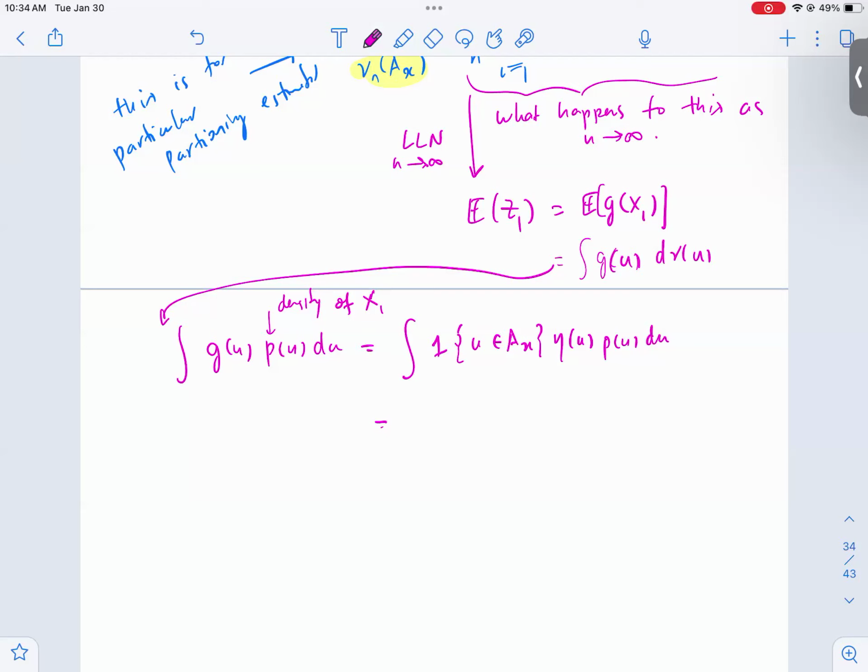So this indicator is going to be 0 or 1. And it's only 1 when u is in A_x, so I can really write it like this, and then ignore that. So eta(u) p(u) du. Or if you like measure theory, it's a little bit cleaner to write it that way. You don't have to know what it is, you can pretend to know. So it's like the integral over A_x of eta(u) d nu, the same nu that we talked about. Nu of A was like probability of x in A.